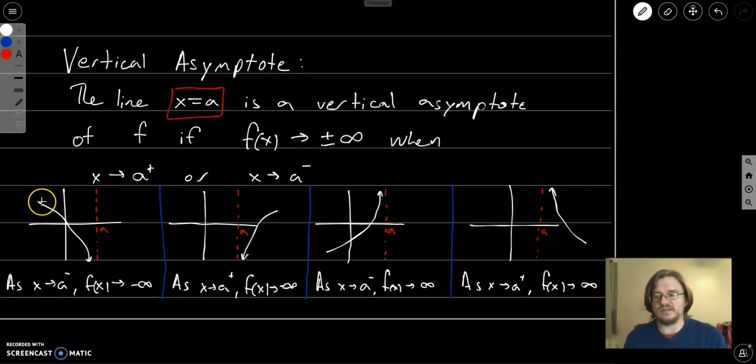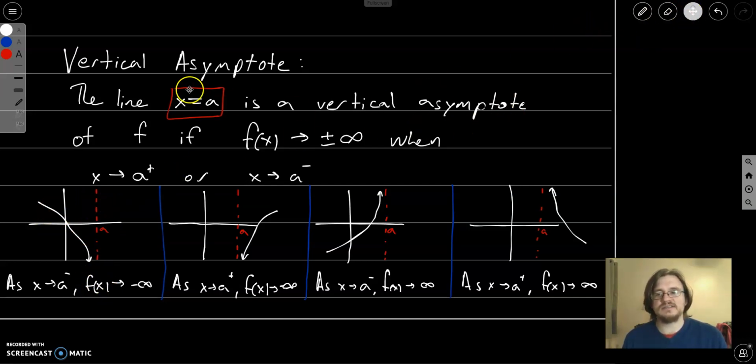And again, we could be going to negative infinity from the left, we could be going to negative infinity from the right, we could be going to positive infinity from the left, or we could be going to positive infinity from the right. In any one of these scenarios, we call this a vertical asymptote. As in, as we get close to a, either from the left-hand side or the right-hand side, we shoot off either toward negative infinity or positive infinity.